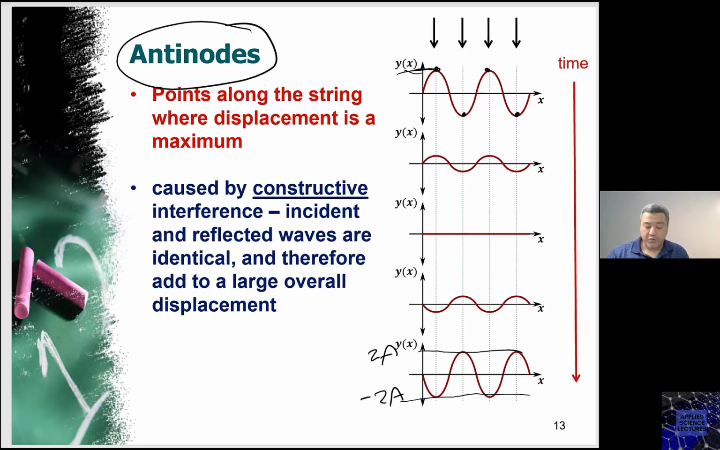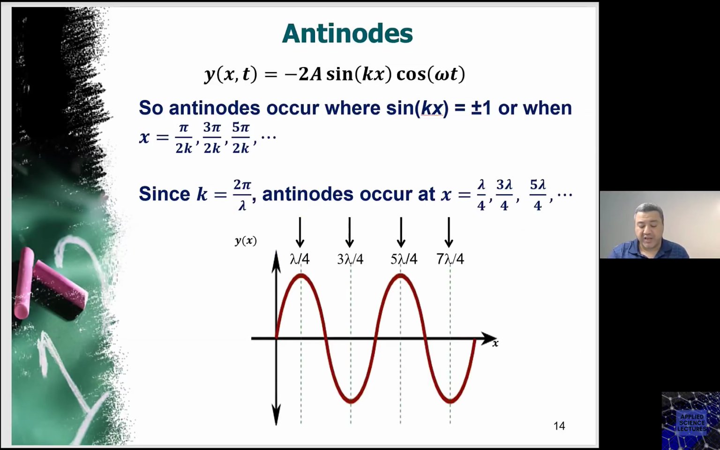Now, if we go to this function again, and we ask when this sine kx is becoming maximum, when this sine kx is becoming plus 1 or minus 1, this is happening when kx is π over 2 plus nπ, right? Where n here takes 1, 2, 3, 4.